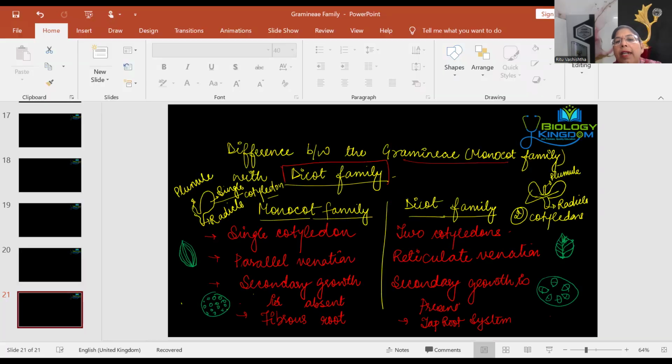Besides this, the Gramineae family also exhibits certain resemblances. It shows resemblances with the Cyperaceae family, but that resemblance is only up to a certain extent, and due to the difference in the leaf base, that resemblance is less.